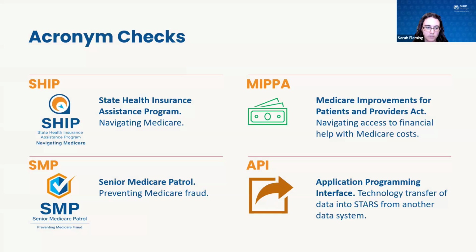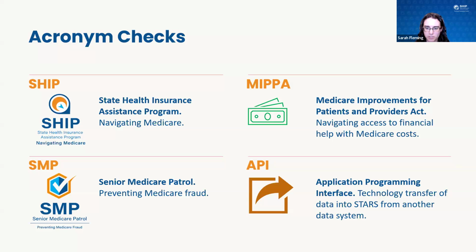Next, we have a series of slides for our acronym checks, because no one likes acronyms they don't understand. This is an explanation of some of the different acronyms that are going to be used in today's webinar. As we said in the last slide, SHIP, SMP, and MIPA are different programs and grants that are federally funded, and they are managed by the Administration for Community Living.